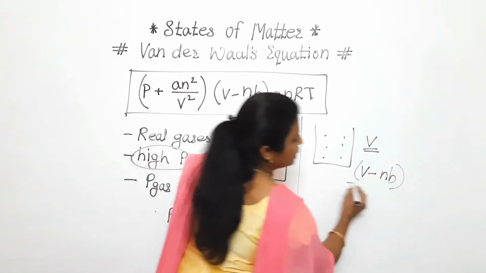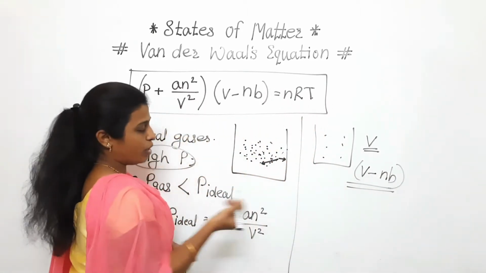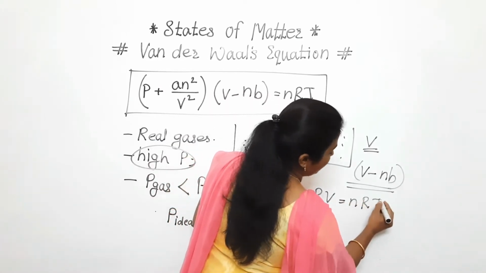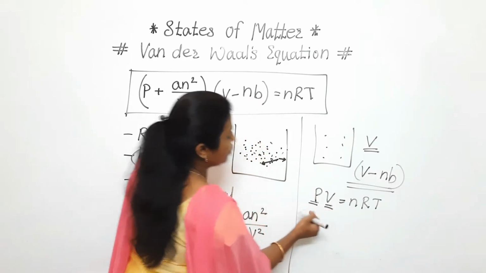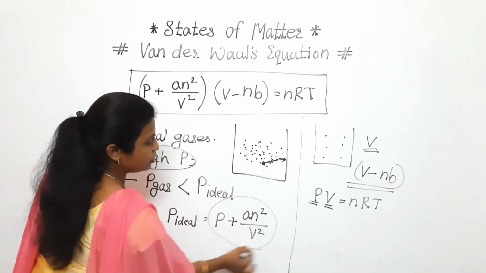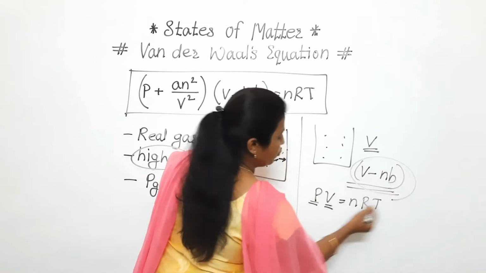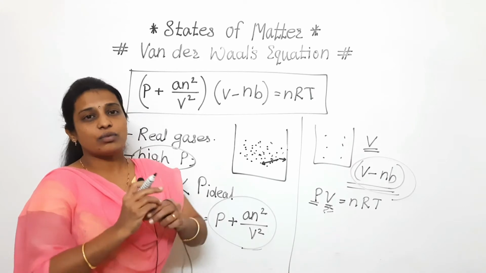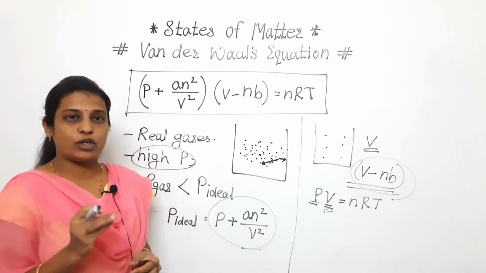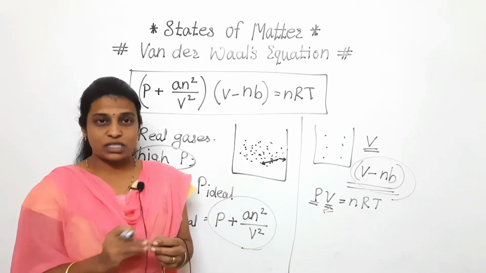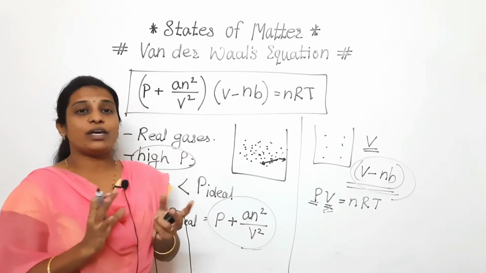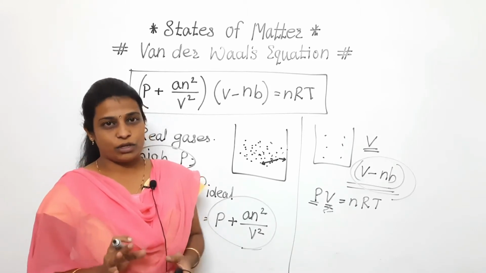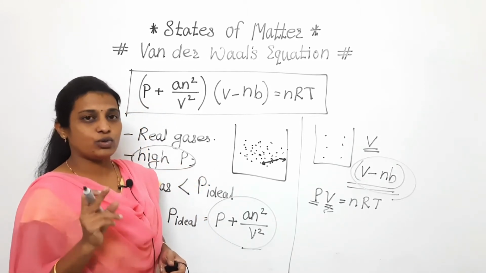So in this way we have considered the volume. Our ideal gas equation is PV = nRT. Instead of P and V, we have taken this pressure value for P and this volume for V, and this is the van der Waals equation. It is very important, because the next point we are going to discuss regarding the van der Waals equation is based on that concept, and a question was asked in the NEET and IIT exams. So this is very important to understand.